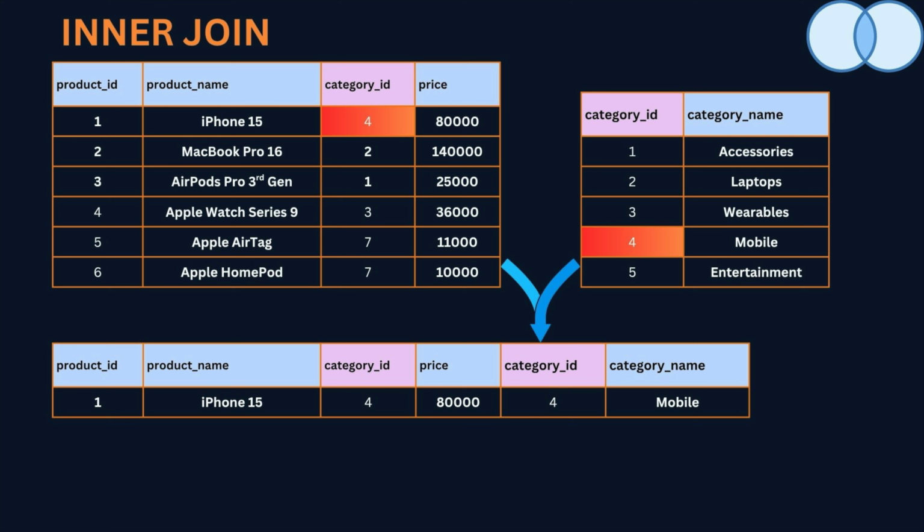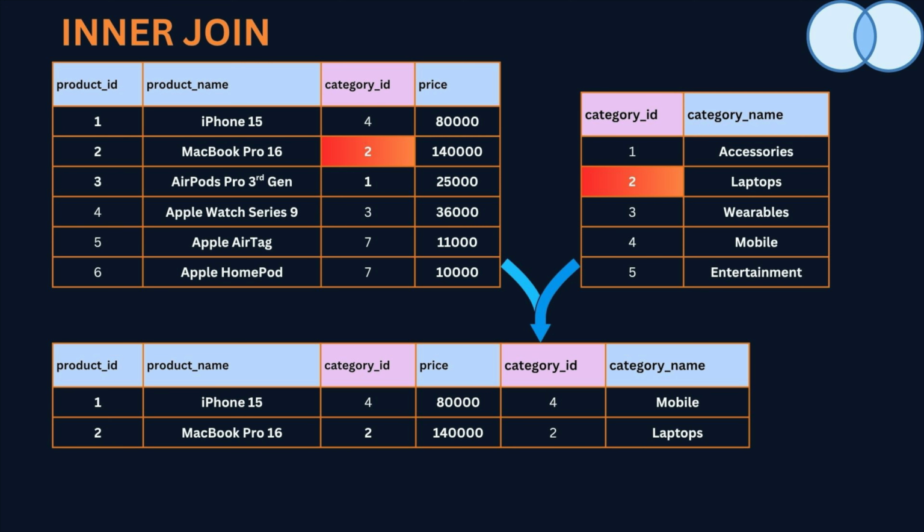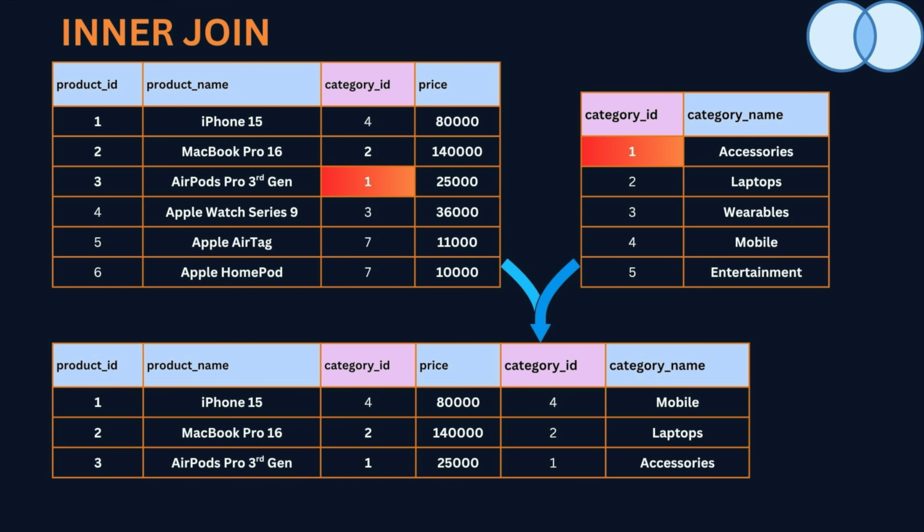Then for the second row, a similar lookup will be performed. So the category ID for the second row is 2, and the category ID 2 will be looked up in the categories table, and the matching rows will be placed together at the same level. And similarly for the third and the fourth row, where there is a matching category ID 1 and 3.